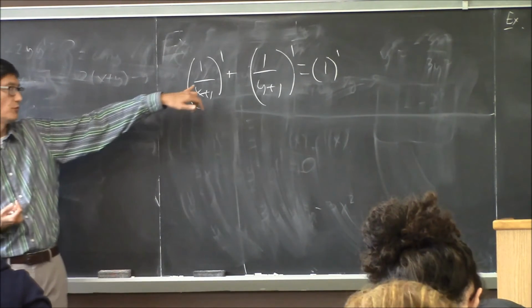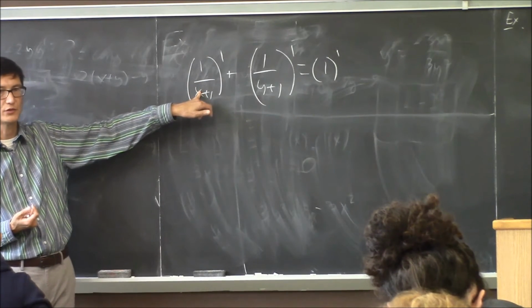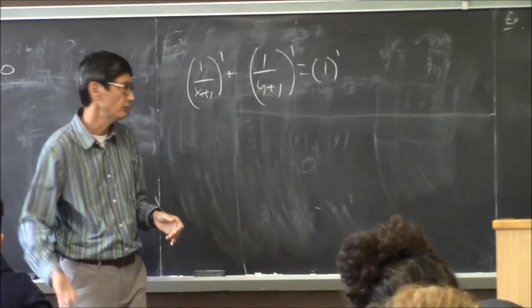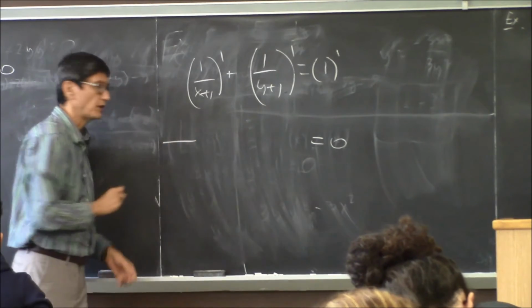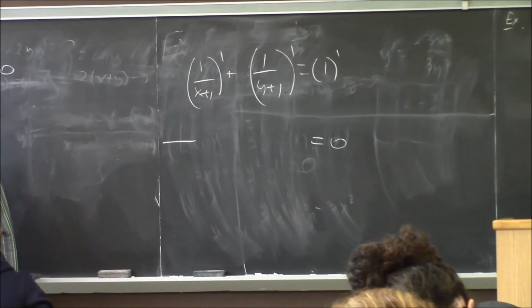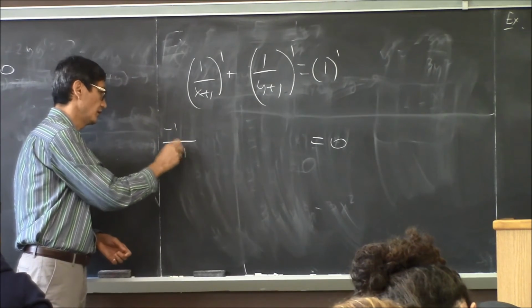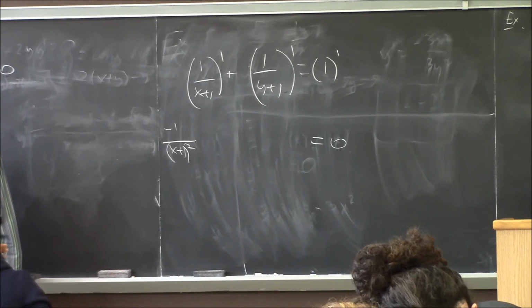Not sure how you're going to do this one. You can do quotient rule or you can do chain rule, with x plus 1 to the negative 1. Same deal for this guy. So no matter what you do, either quotient rule or chain rule, you should get negative 1 over (x plus 1) squared.